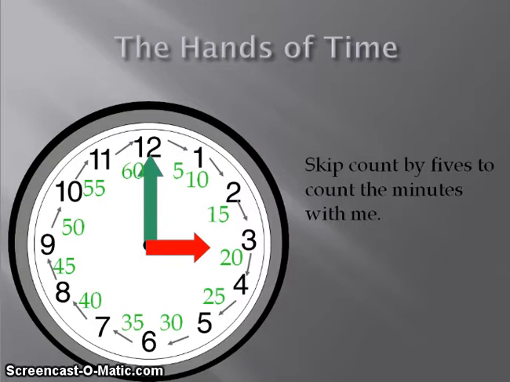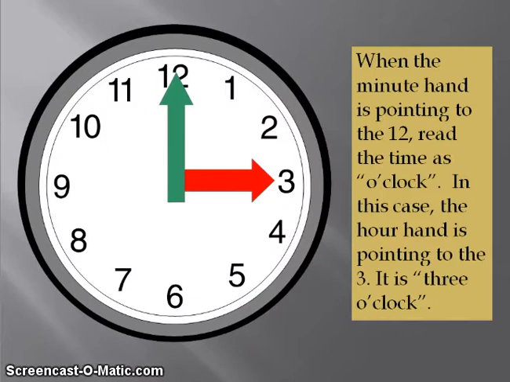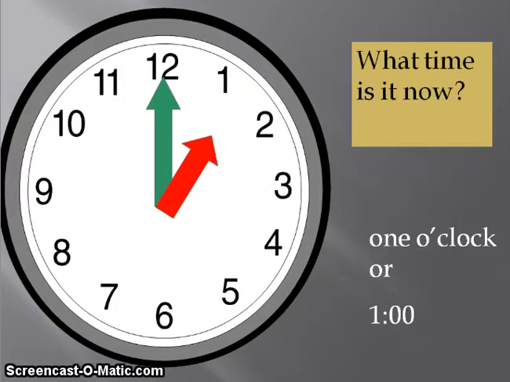There are 60 minutes on a clock face. Skip count by 5s to count the minutes with me. When the minute hand is pointing to the 12, read the clock as o'clock. In this case, the hour hand is pointing to the 3. That means it's 3 o'clock. What time is it now?